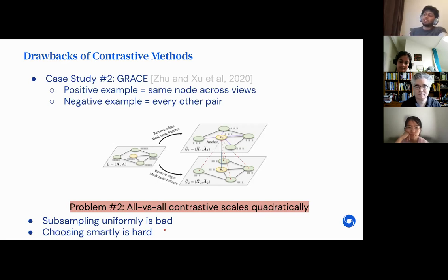And again, choosing smartly, so instead of subsampling uniformly, if you wanted to do some clever finding of negative examples, then we're kind of back in the same problem we had before, that we're required to make arbitrary choices. Okay, everyone with me so far? Cool.